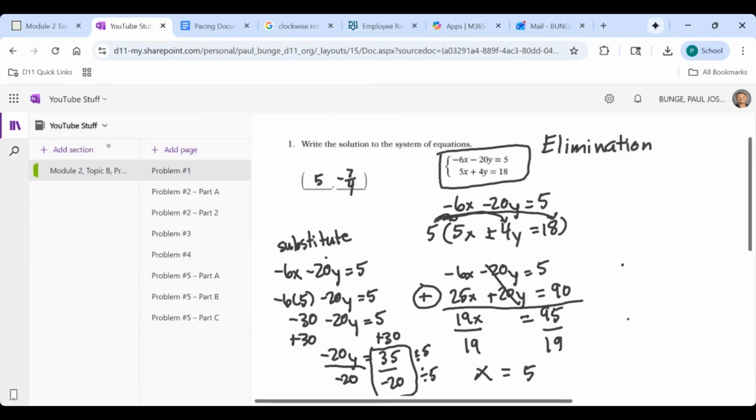So what that means is that when I graph this system, this is going to be the point that will be the solution where both lines cross. Okay, so if you have any questions or you have some pause or hesitation, go back in the recording so that you can make sure you've got it all together for this quiz.